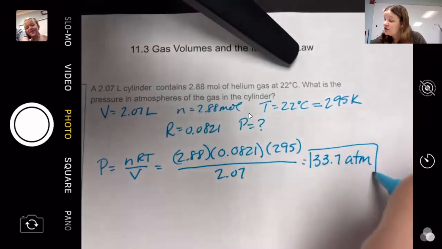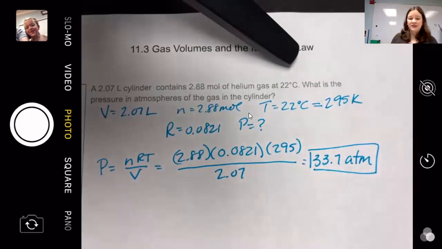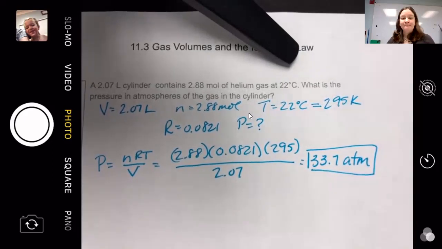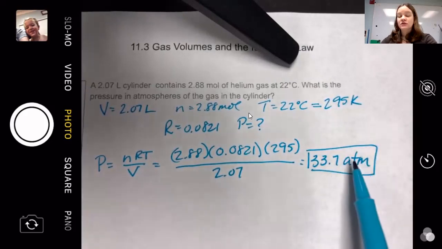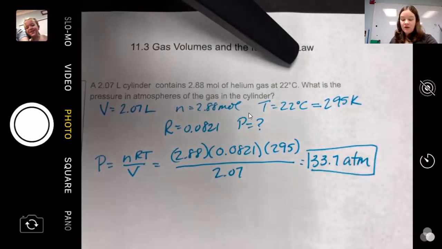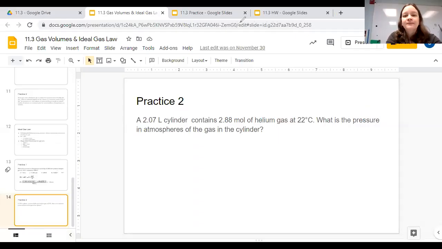Don't forget your units. Remember, numbers without units are wrong. They're useless. I don't actually count the whole thing wrong, but I should. So make sure you include your units of atmospheres here. All right, so let's go look and see what we have. Switch back over.